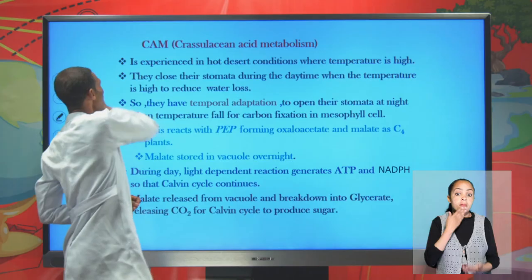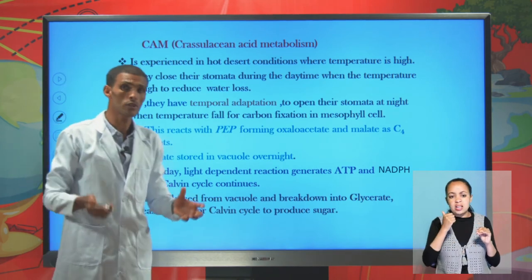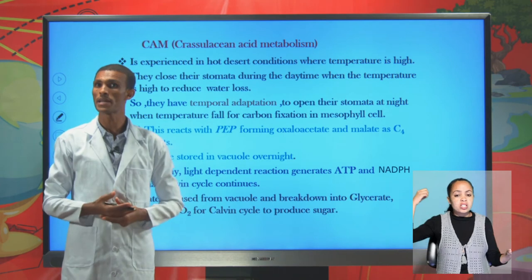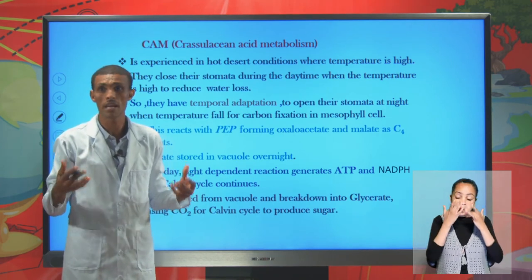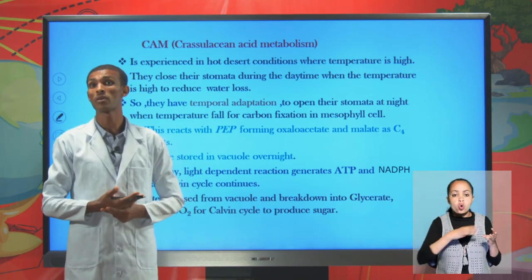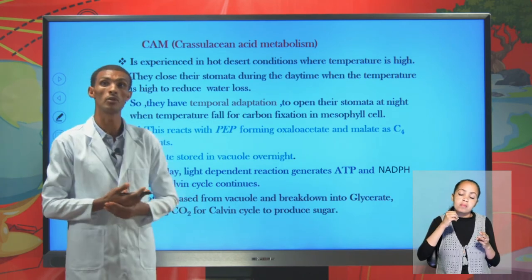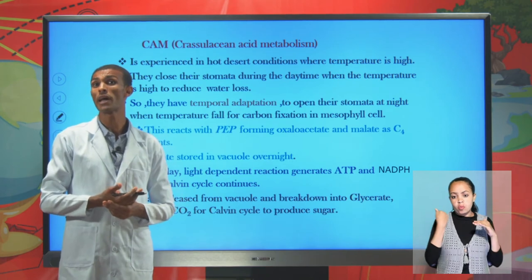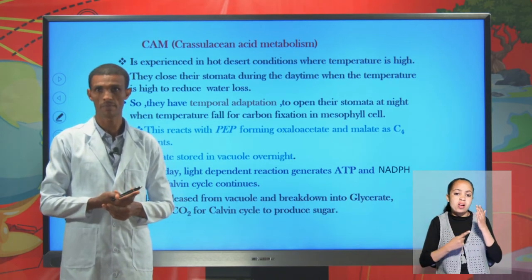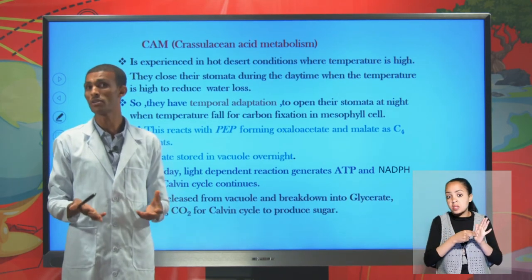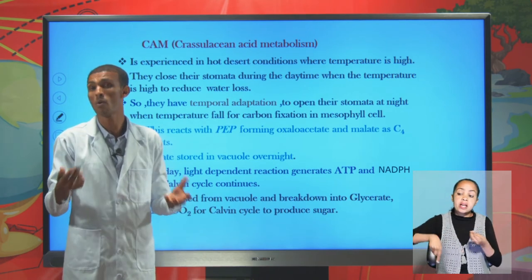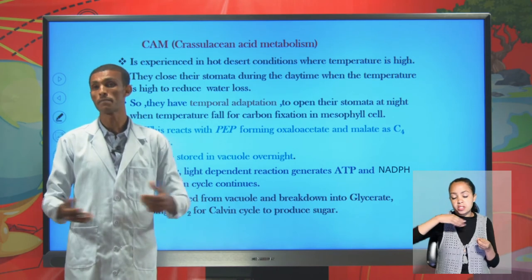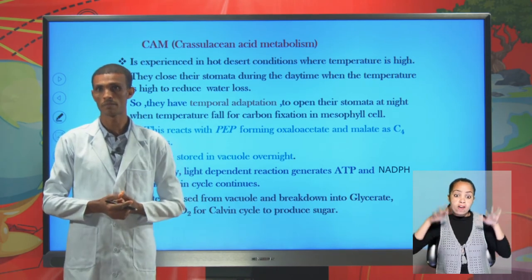Well then, students, another very important type of photosynthesis, largely experienced in hot desert conditions, is CAM, or crassulacean acid metabolism. I hope we are familiar with what a desert means. It is a condition or an area or biome in which high temperature and low precipitation or rainfall are present.